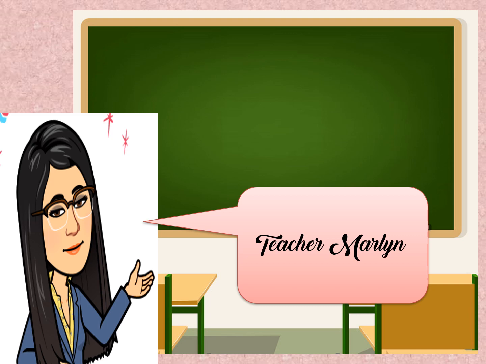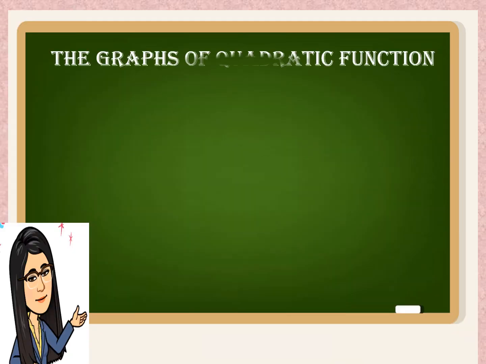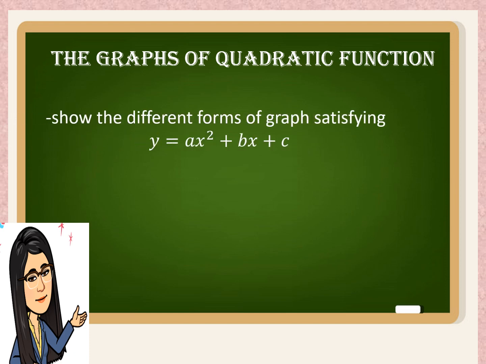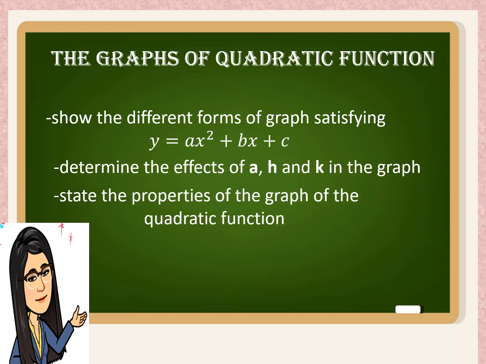Now, I am going to discuss the graphs of quadratic functions. In this video, we will show different forms of graphs satisfying y is equal to ax squared plus bx plus c. Then we are going to determine the effects of a, h, and k in the graph. And from there, we will state the properties of the graph of the quadratic function.